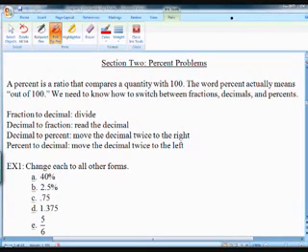Problems. If you'll watch very closely, it should be a good review of stuff you've done in the past and some of the stuff that we've done this year. A percent problem says a percent is a ratio that compares a quantity with 100. Notice the word ratio there. We're talking about ratios here. If I say 7% of the people do this, that means if there were 100, 7 out of 100.